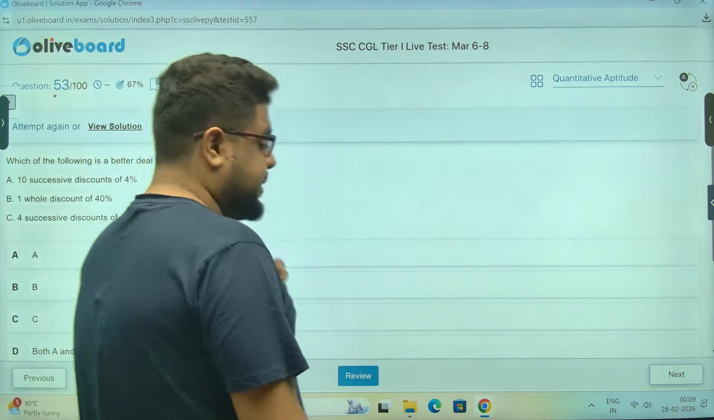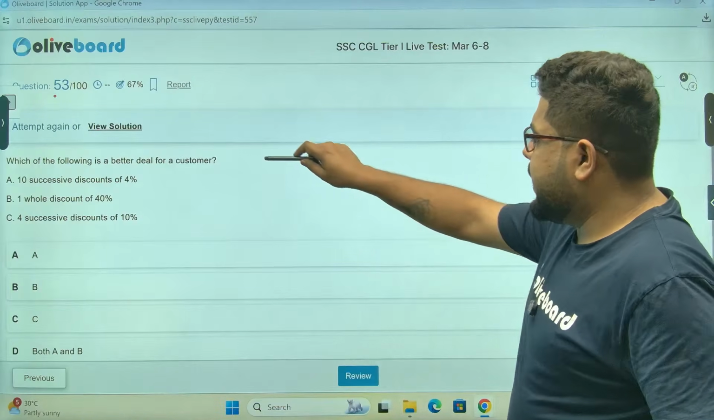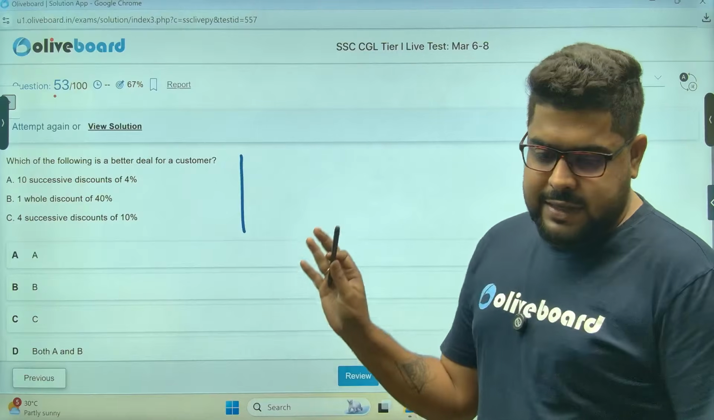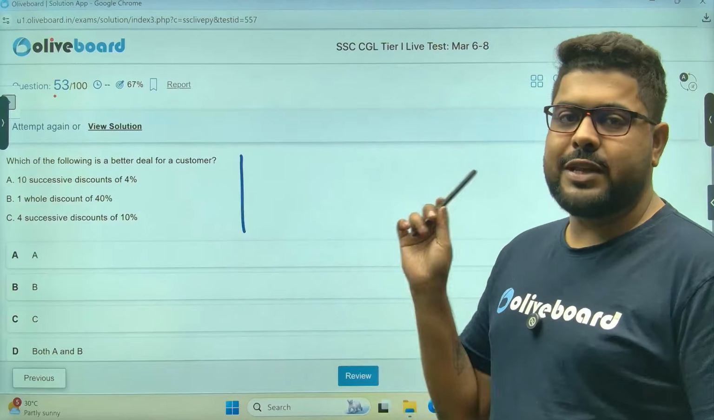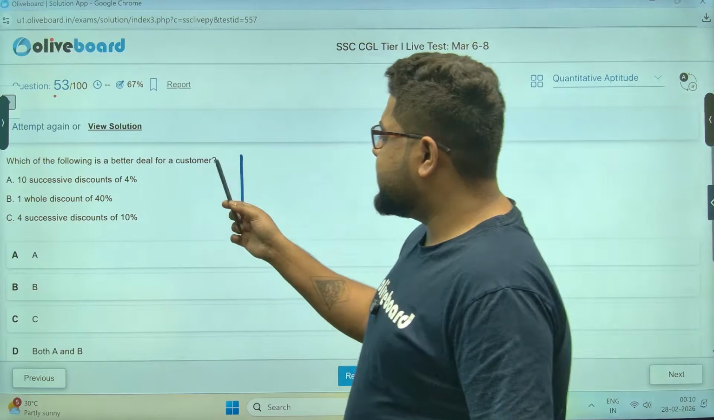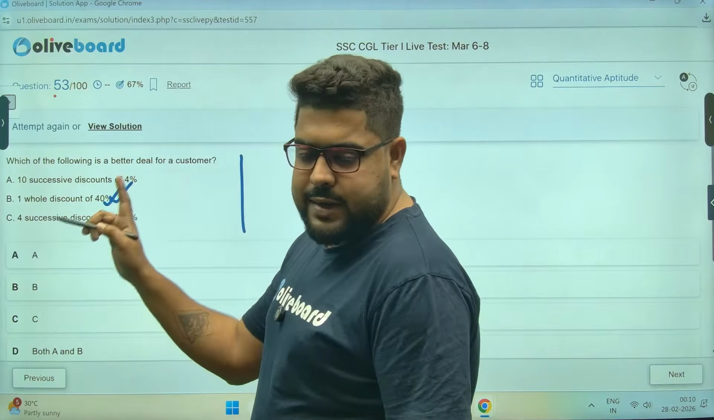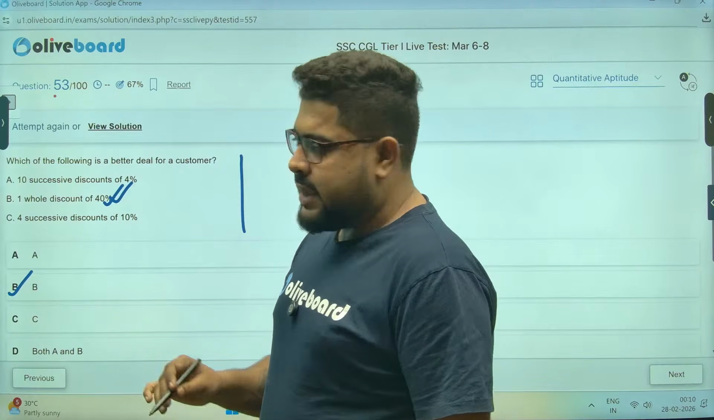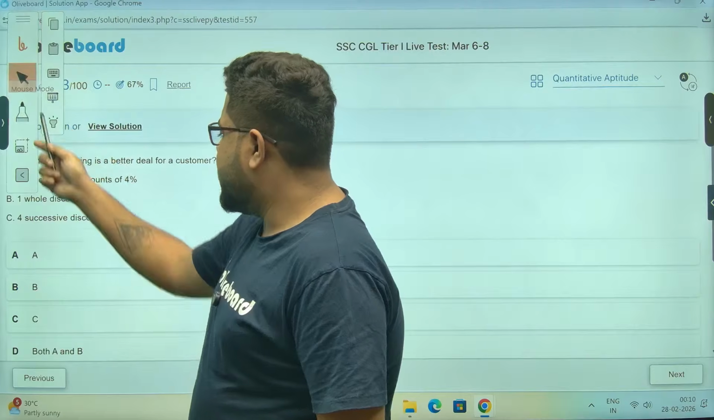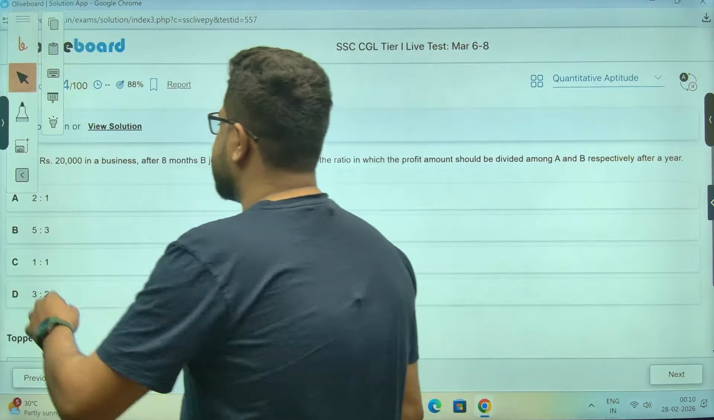Now, next one, please. Better deal for a customer. Always a whole discount is better than any part discounts, no matter how many parts there are. Ten successive discounts, or one, the whole discount is always better. So B is the best option. No need to solve this. This was a 10-seconder.